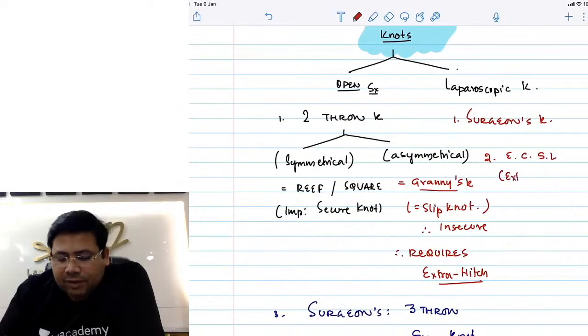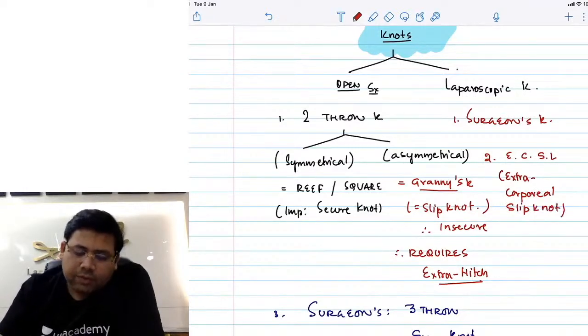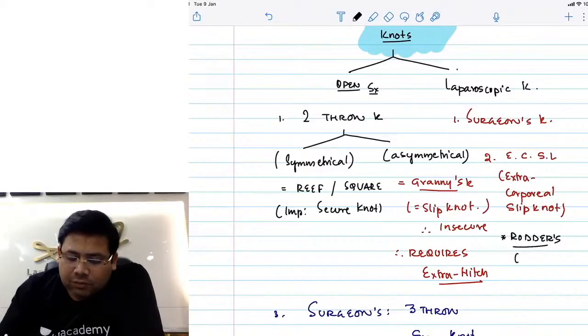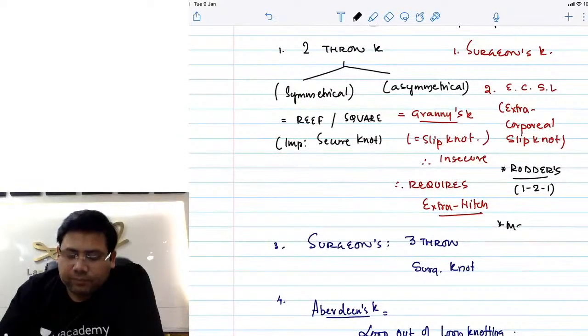What is ECSL? This is extracorporeal slip knots. And we have two types of these extracorporeal slip knots. We have a Roeder's knot, this is 1-2-1. We have a Melzer's knot, which is defined as 2-3-2.